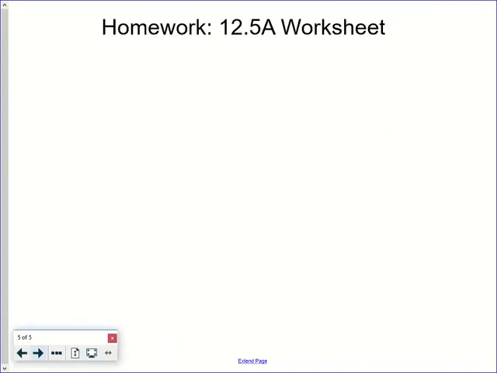All right, so your homework for this lesson is the 12.5A worksheet. The answer key is posted if you need it. Ask questions in your discussion and see how it goes.